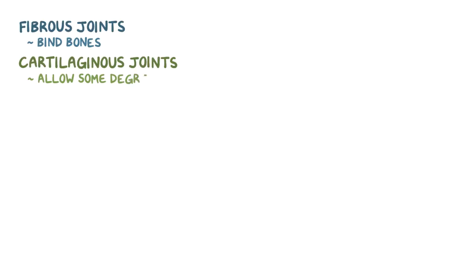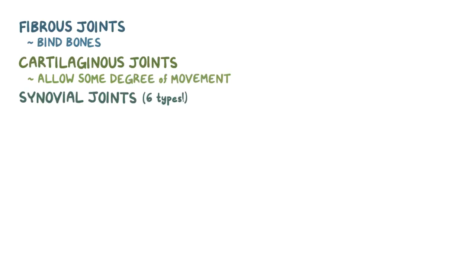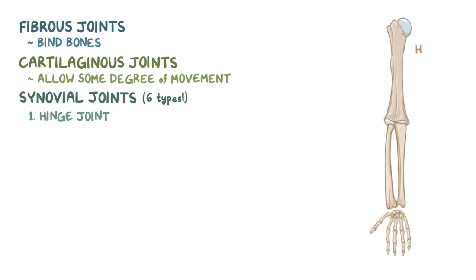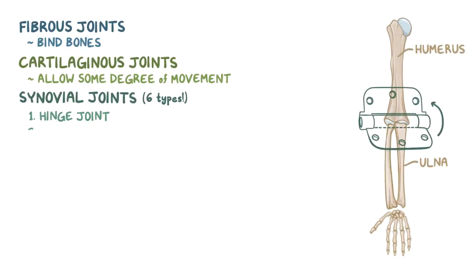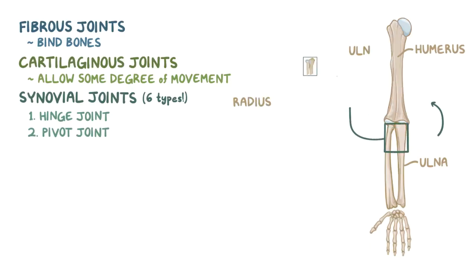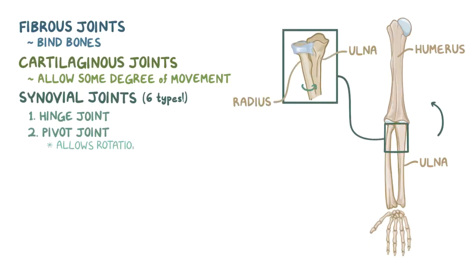Alright, as a quick recap. Fibrous joints tightly bind bones together, while cartilaginous joints allow for some degree of movement. Synovial joints have 6 main types. There's the hinge joint, which is like your humerus and ulna joint, and is like a door hinge. There's also the pivot joint, which is like your radius and ulna and allows for rotation.